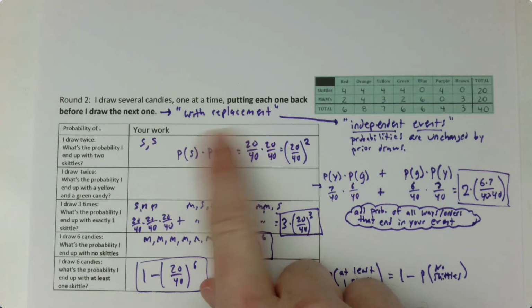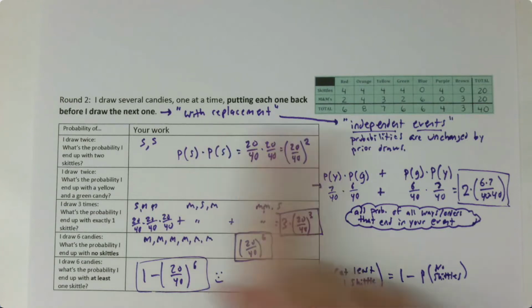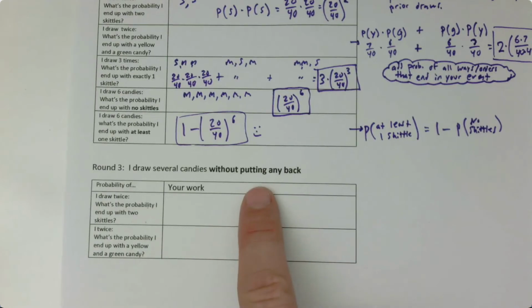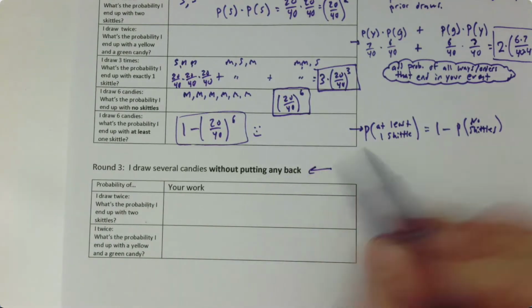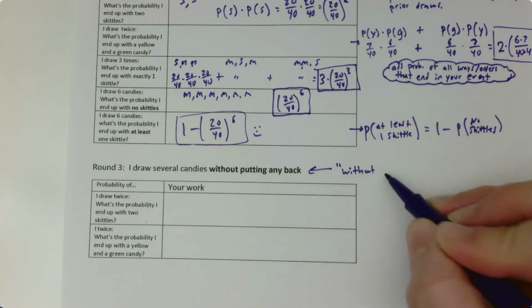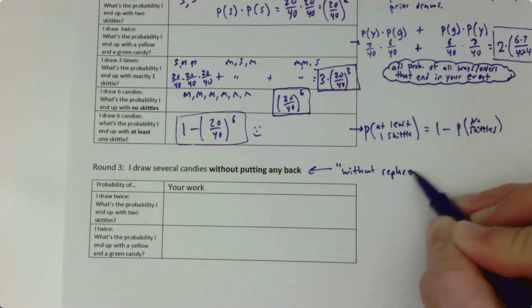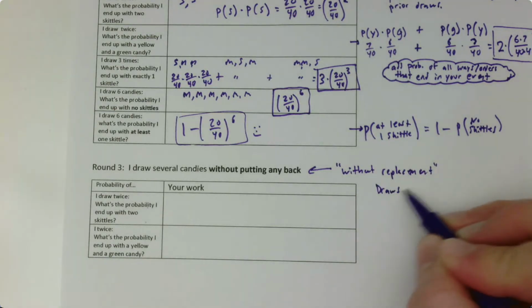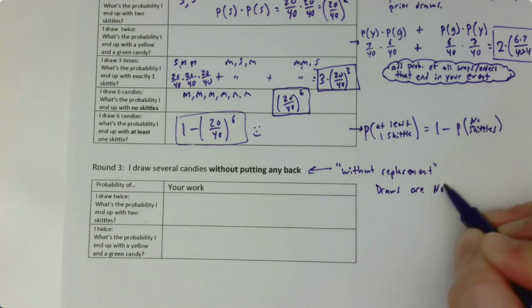So if the phrase up here where I was putting them back is called with replacement, and the draws are independent of each other, here, if I'm not putting them back, we say without replacement. And what that means is that the draws are not independent.